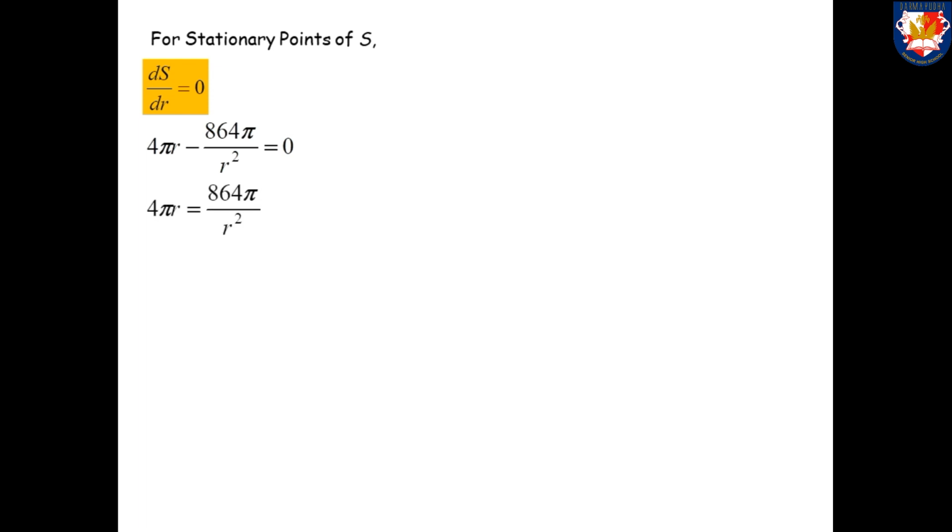To find the stationary points of S, the first derivative of S must be 0. 4πr − 864π/r² = 0. Simplifying this gives r³ = 216, so r equals the cube root of 216, or r = 6.